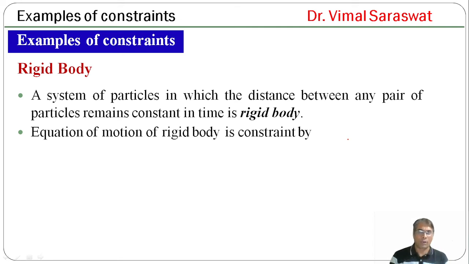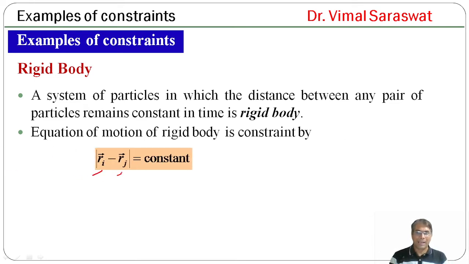Equation of motion of rigid body is given by Ri minus Rj equal to constant. Ri is the position vector of ith particle, Rj is the position vector of jth particle, and in case of rigid body, there is no change between any pair of particles. So, the equation of motion of such type of body is given by Ri minus Rj equal to constant.